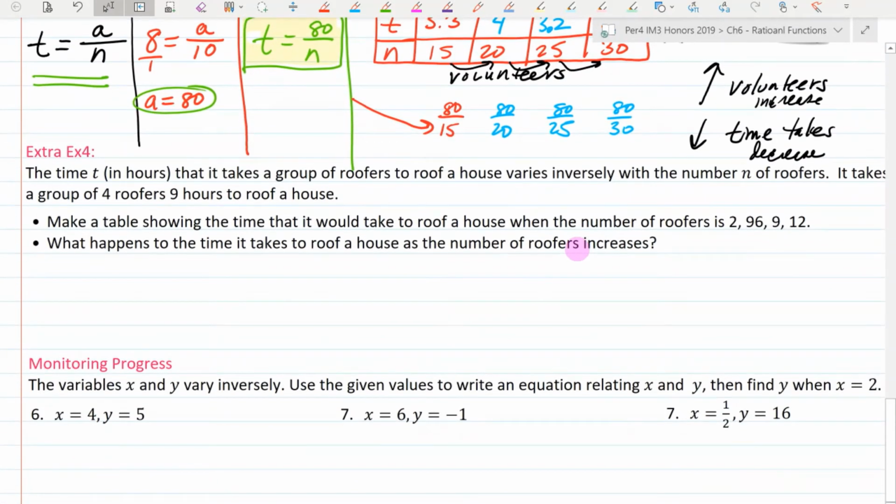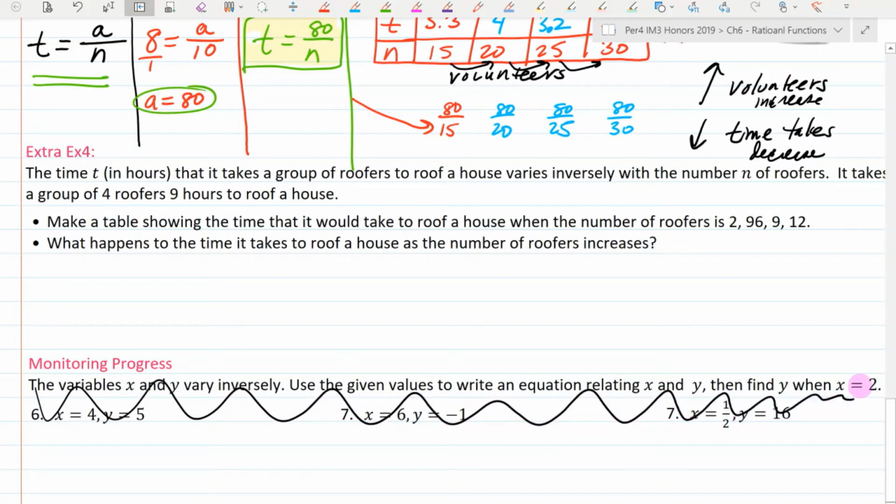So go ahead and do the same thing with extra example 4. Please pause the video and then go ahead and do the problem. And then don't do these because I'm going to put in some extra questions that we're going to do in a minute. Okay?